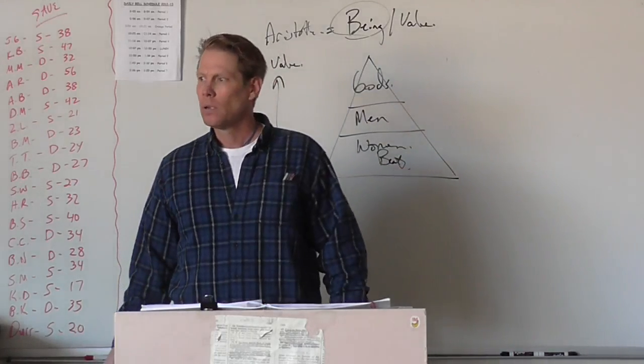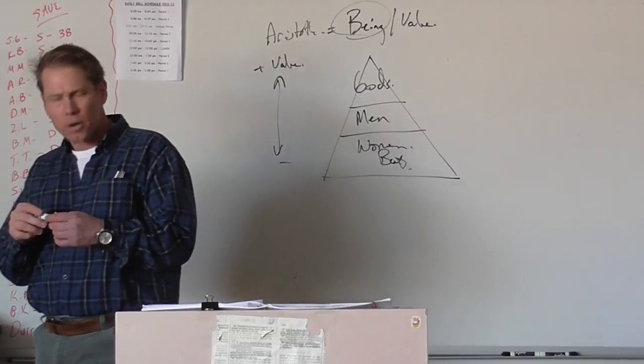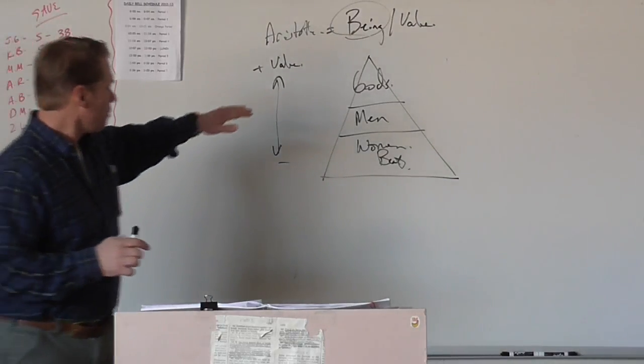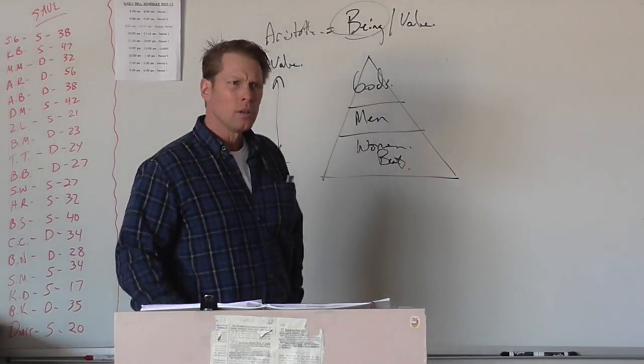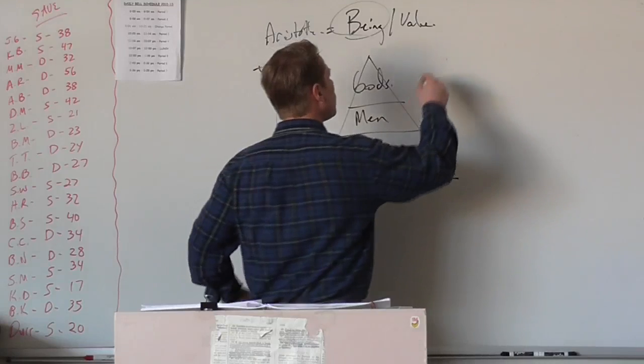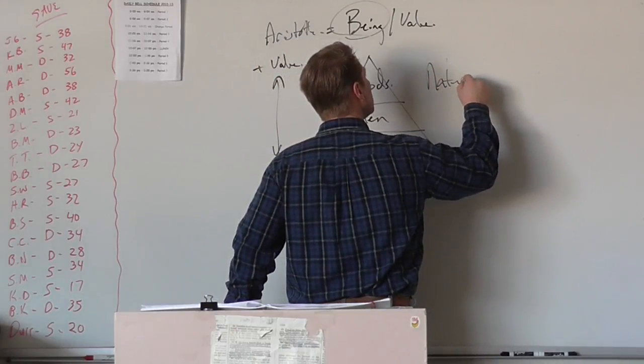thing, all right? Now, for Aristotle, this kind of a declension, a hierarchy, for Aristotle, this was a very important word for him because he was a biologist.